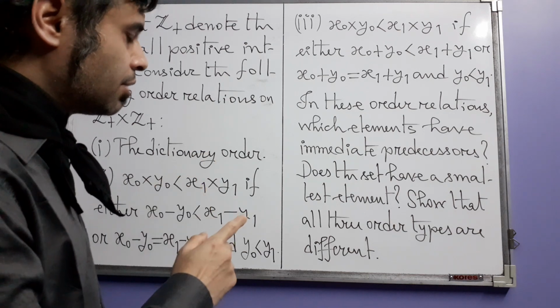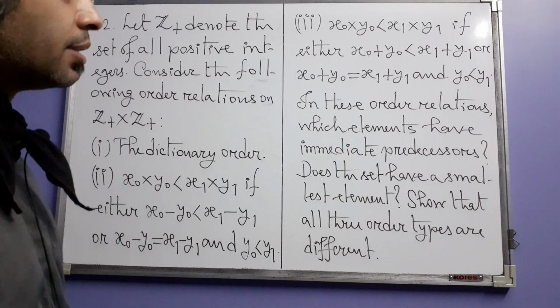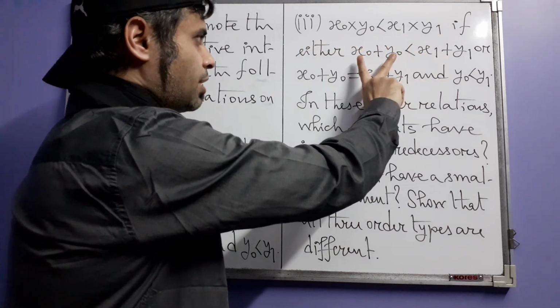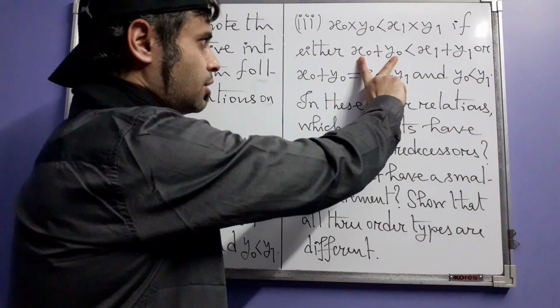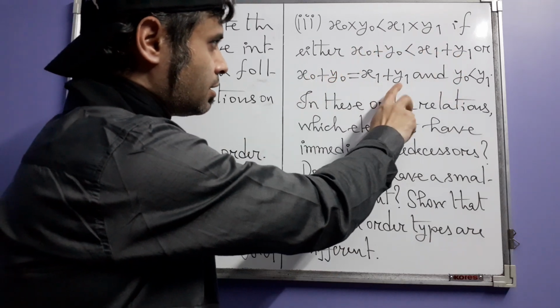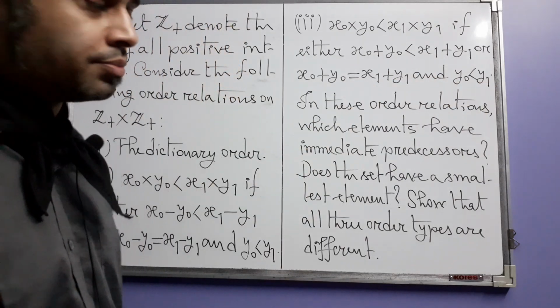And in the third one, in place of minus, we have plus. In this case, this ordered pair is less than this one if either the sum of the coordinates is less than the sum of the other coordinates, or the sums are equal and the second coordinates are ordered like that.